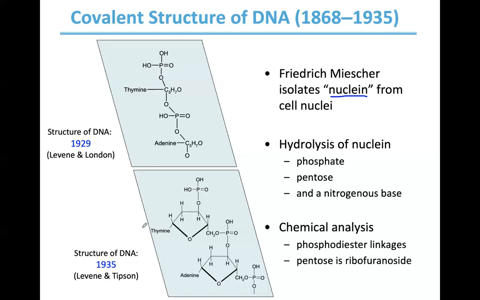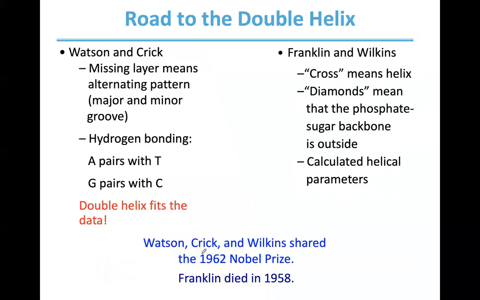Eventually, in the beginning of the 20th century, the structure of DNA was deciphered. Chemical analysis showed that the ribose units are connected to each other through phosphodiester linkages, and that the pentose is a ribofuranose, or ribofuranoside if you're referring to it as the nucleoside. So these were all the discoveries that originally led to the structure of DNA.